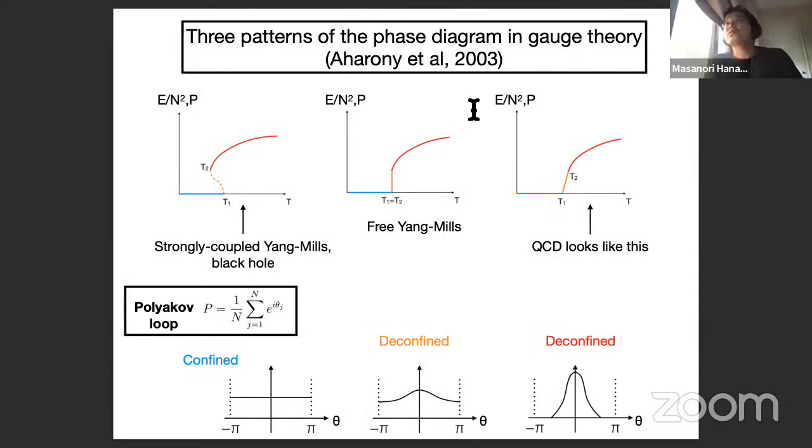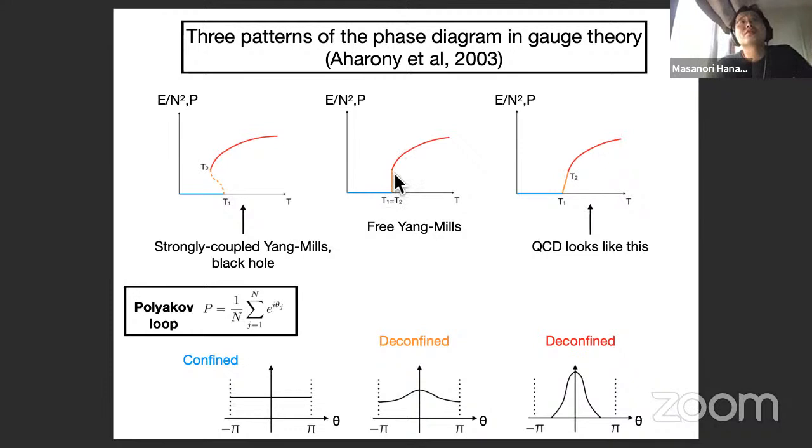And Aharony and collaborators did the weak coupling analysis and obtained some exact results. And they pointed out three basic patterns of phase diagram associated with the confinement-deconfinement phase transition. First, they studied the free limit of Yang-Mills, and they found that just this blue part is the confined phase. This red part is the deconfined phase. And this direction is temperature, this direction is energy or the Polyakov loop. And between the deconfined phase and the confined phase, they found some intermediate phase, which I denote by orange.